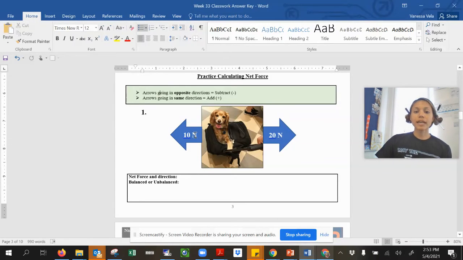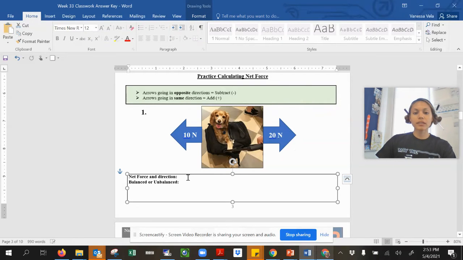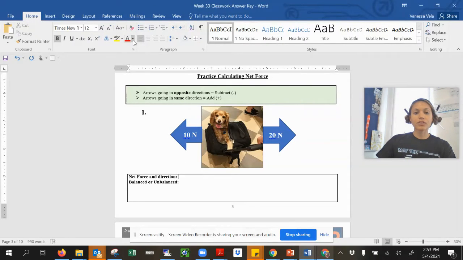So to calculate this, let's go back to our rules. Are arrows going in the opposite or the same direction? They are going in opposite directions. One is going toward the left, one is going toward the right. So that means that we subtract these forces. Always subtract the smaller number from the bigger number. So it would be, maybe make it bigger, 20 minus 10 equals what? Yep, 10. Easy peasy. So that's 10 newtons.